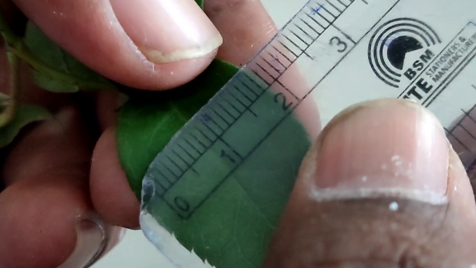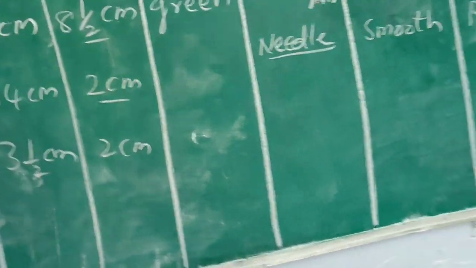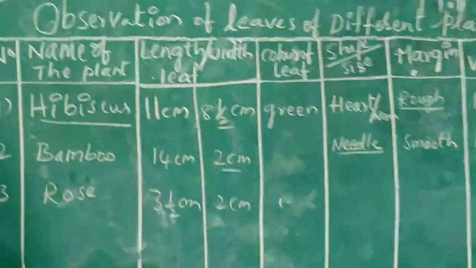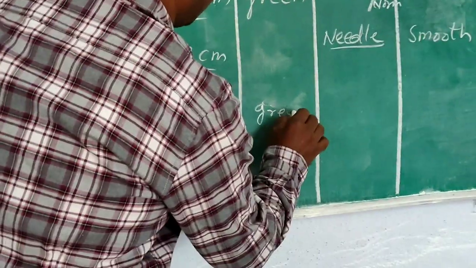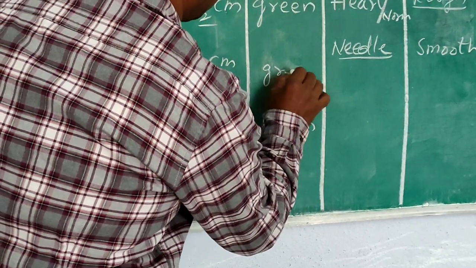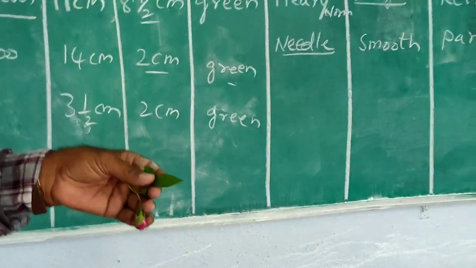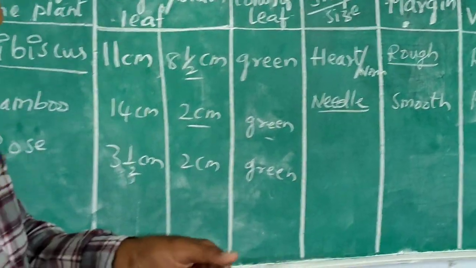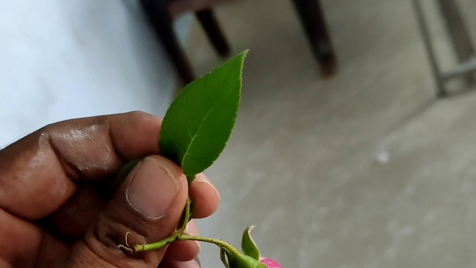But what is the width of the leaf of rose? Exactly 2 centimeters. What is the color of the leaf? Green color. We know that almost all leaves are green in color. So now, what is the shape of the leaf? Just like the others, it is also a heart-shaped structure.